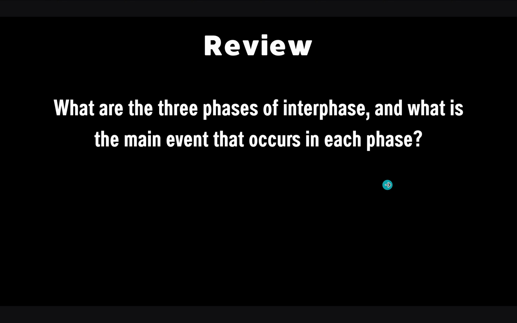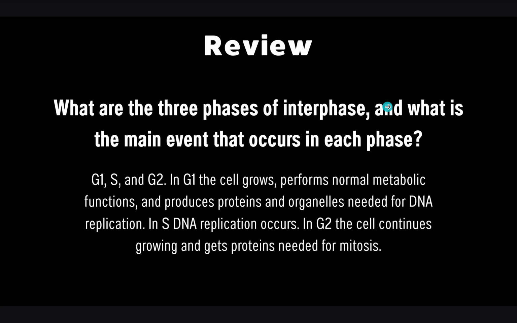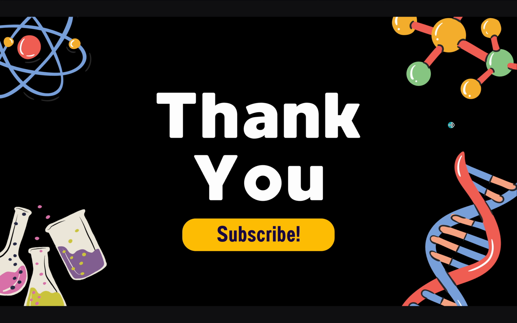Alright, and we're back. So the answer is that in G1 the cell grows and produces proteins and organelles for DNA replication. In the S phase the replication occurs, and in G2 the cell continues growing and gets proteins for mitosis. So thank you for watching my video on interphase, and see you in the next one.